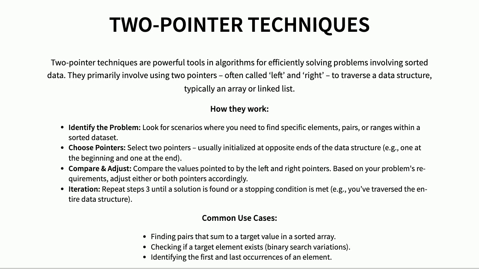The core idea is to use two pointers, one starting at the beginning and another at the end of your data structure. You compare what the pointers point at and then adjust them based on what you're looking for, moving either pointer closer to where you think the solution might be. It's a really efficient way to tackle these kinds of problems.